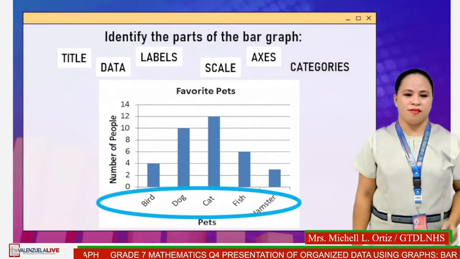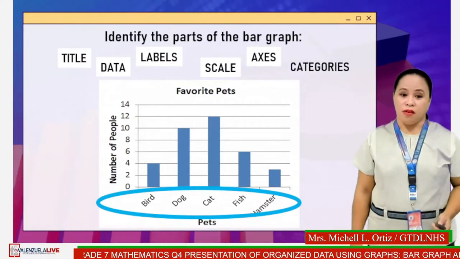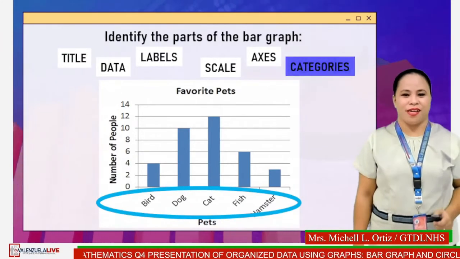Number 6. If your answer is categories, then you are correct.